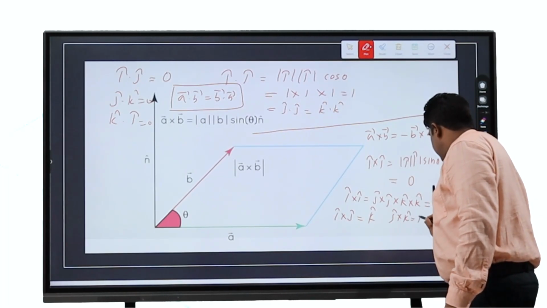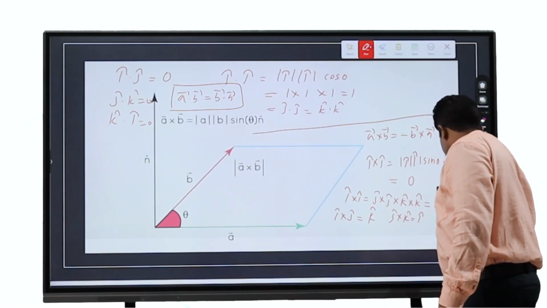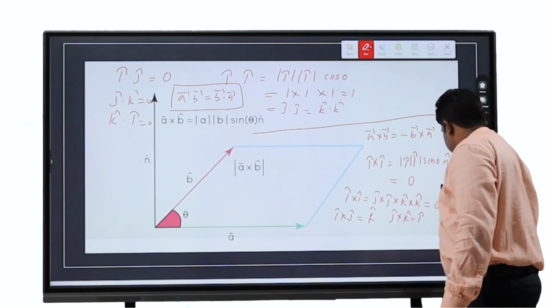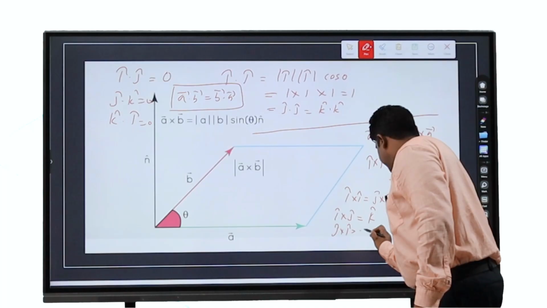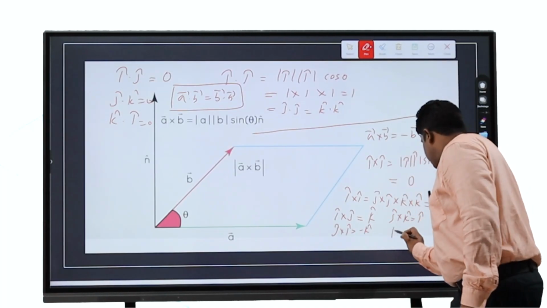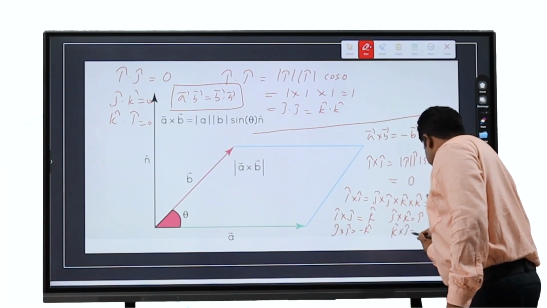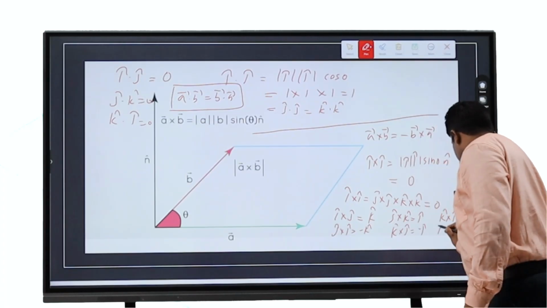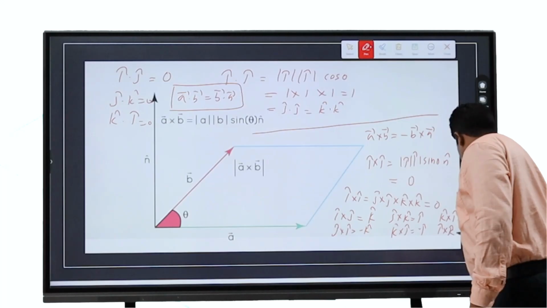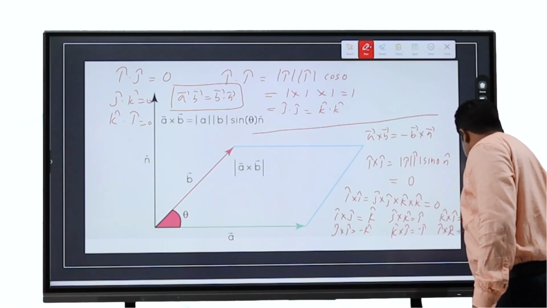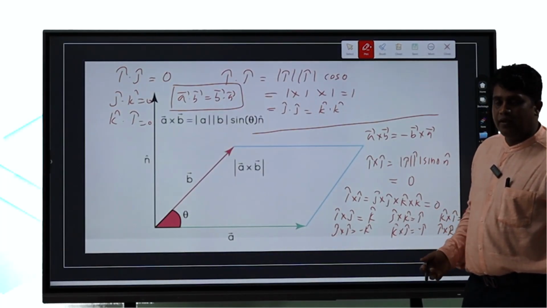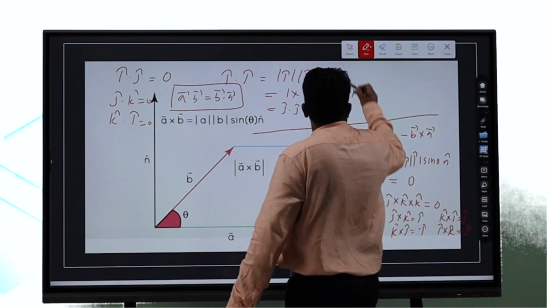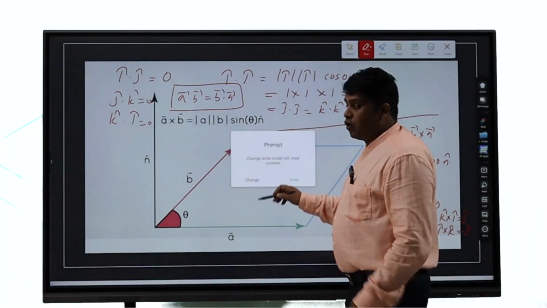Then what is j cross k? It is i. What is k cross i? It is j. Then what is j cross i? It is minus k. Then what is k cross j? It is minus i. Then what is i cross k? It is minus j. Because a cross b is equal to minus b cross a. Okay. Got it?